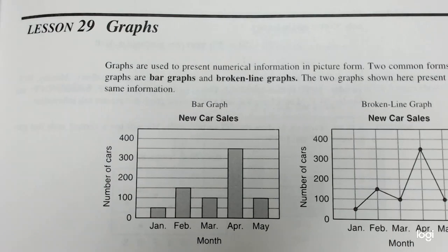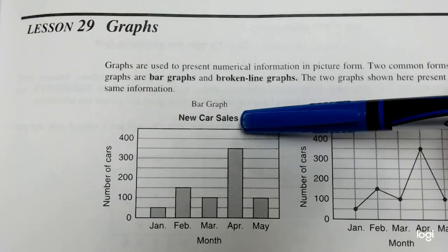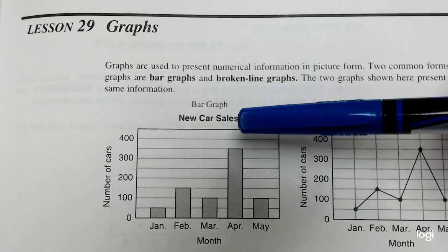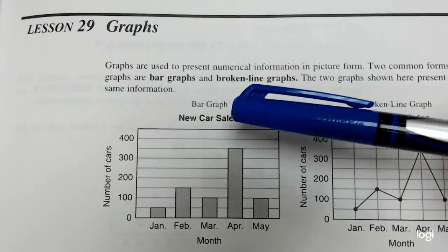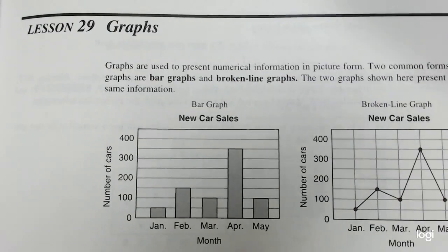Pre-algebra, lesson 29, graphs. We're going to be going over multiple different types of graphs, but there are some consistencies amongst graphs. The main one being that every graph should have a title, and the title is going to tell you what information you can get from the graph. Once we understand the title and how to properly label our graphs, then we start talking about the different types and then how to measure the graphs.